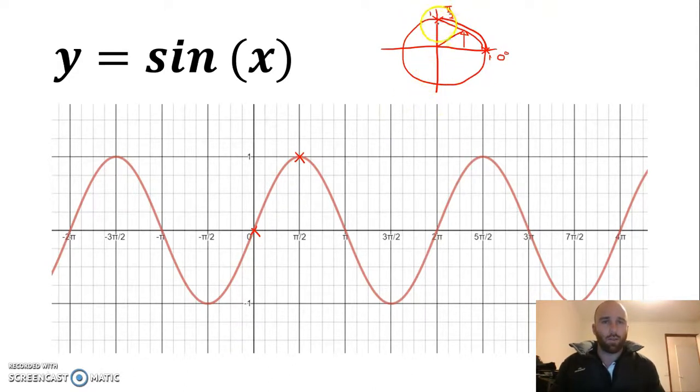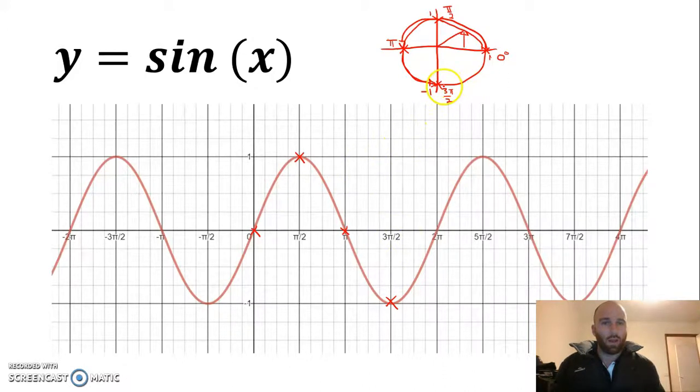As we continue to move around this way, we move towards pi. Pi at that location right there, its height is 0. And that's what it represents on the graph right there. As we continue to move around, you'll be able to see the pattern. That'll be 3 pi on 2. That location right there represents -1, and that is represented as -1 on our graph.